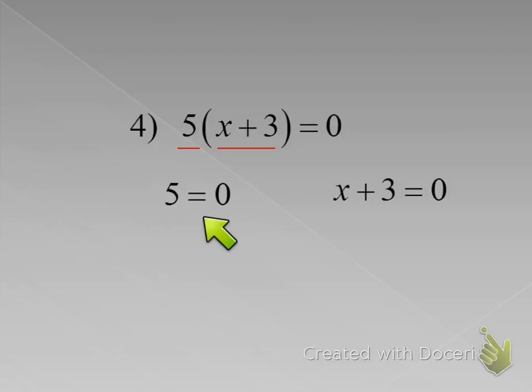Does 5 equal 0? No. So there's actually no answer for that first equation. There is no way to turn a 5 into a 0. There is not a solution up there, and there is not a solution for the very reason that Naya just said. There is no variable to solve for.